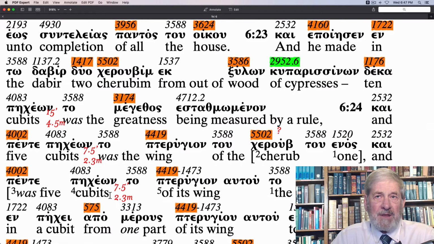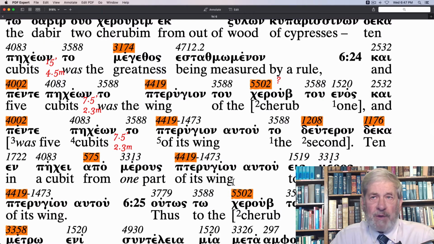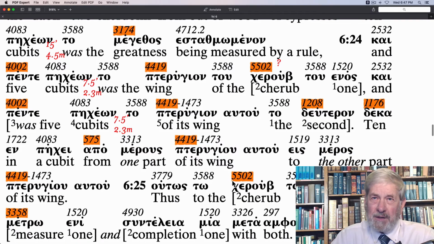And the second was 5 cubits of its wing, 10 in a cubit from one part of its wing to the other part of its wing. 10 in a cubit, so 15 feet.